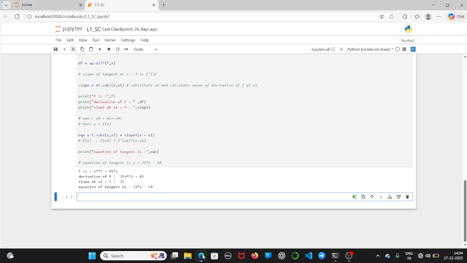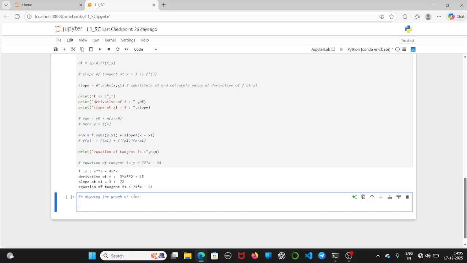Okay, now the next program we are going to do is drawing the graph of sine x, right? So for drawing the graph we use matplotlib. This is also a library. Matplotlib we are going to import, and I am going to give it a nickname plt.